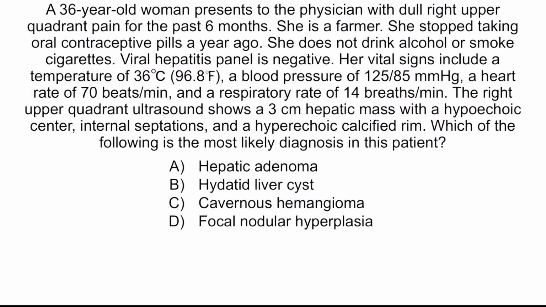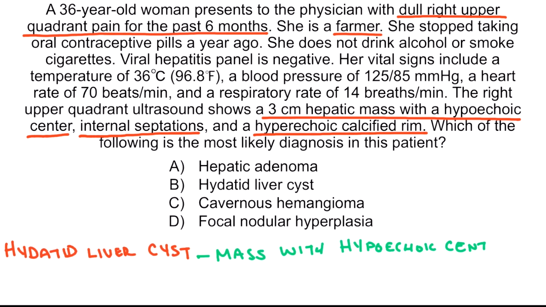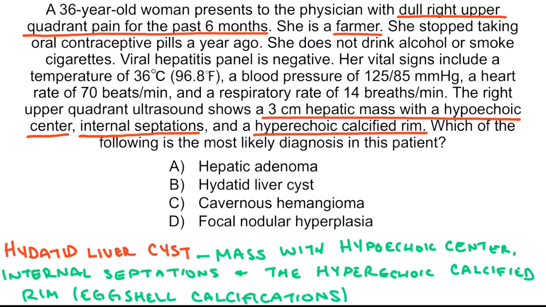This woman presents with right upper quadrant pain for 6 months. Right upper quadrant ultrasound shows a 3 centimeter hepatic mass with a hypoechoic center, internal septations, and a hyperechoic calcified rim. This description is consistent with a hepatic cyst accompanied by a peripheral eggshell calcification. Considering that she is a farmer with possible exposure to dog and sheep, her mass is most likely a hydatid liver cyst caused by Echinococcus granulosus infection. So the correct answer is option B.